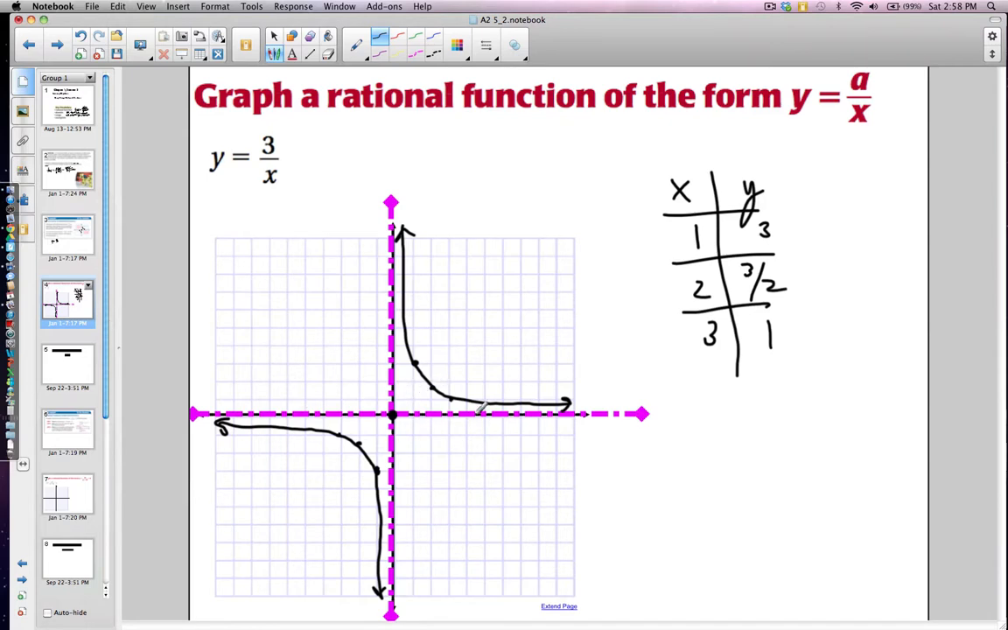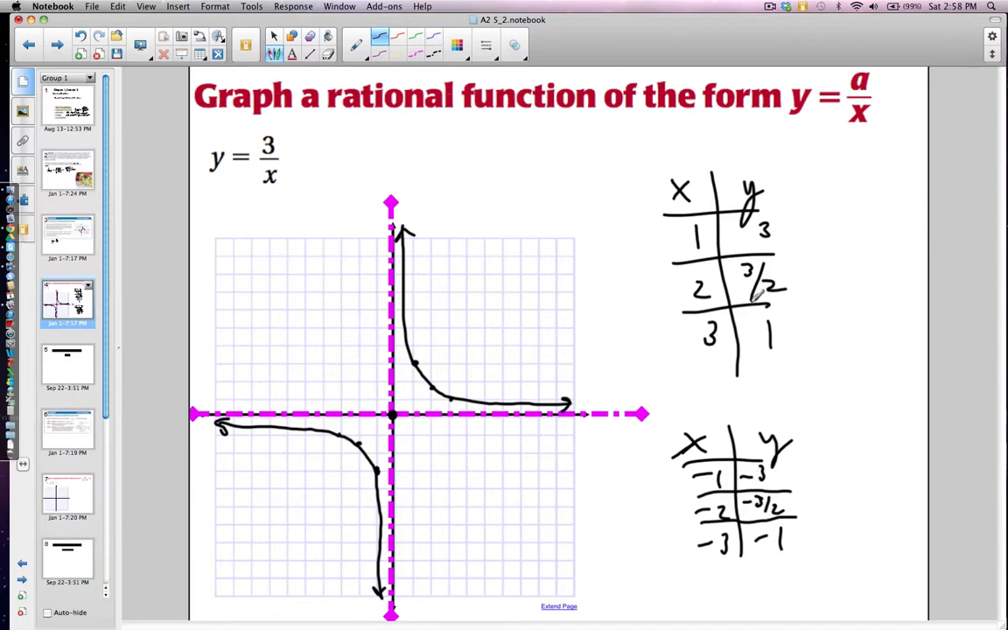If the whole symmetry thing doesn't work for you, you could just pick 3 points on the left side of the axis, so -1, -2, -3, and you're going to get the exact same points that I just got. 3 divided by -1 is -3, that's this point, -1, -3. 3 divided by -2 is -3 halves, and that's this point. And 3 divided by -3 is -1, and that makes this point.